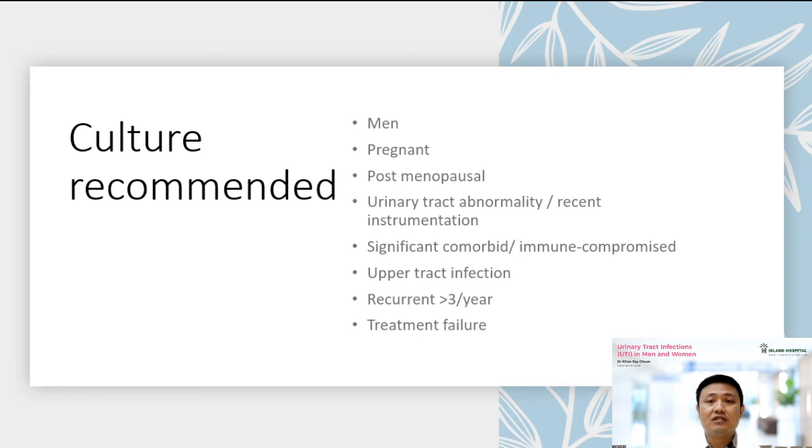Now, we send the urine to the lab for analysis and for culture in men, in pregnant women, and in postmenopausal women. Basically these are all complicated causes of urinary tract infection. So in this group of patients, we need to do more apart from just taking history and examining the patients. We need to send the urine to the lab for analysis to determine which type of bacteria and the antibiotic susceptibility.